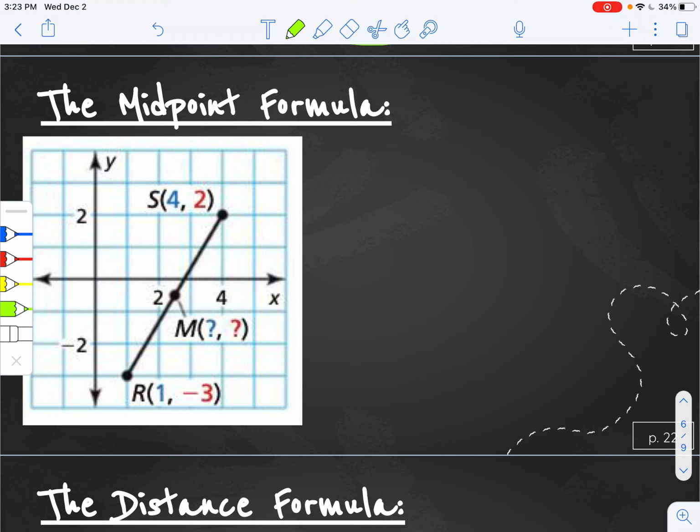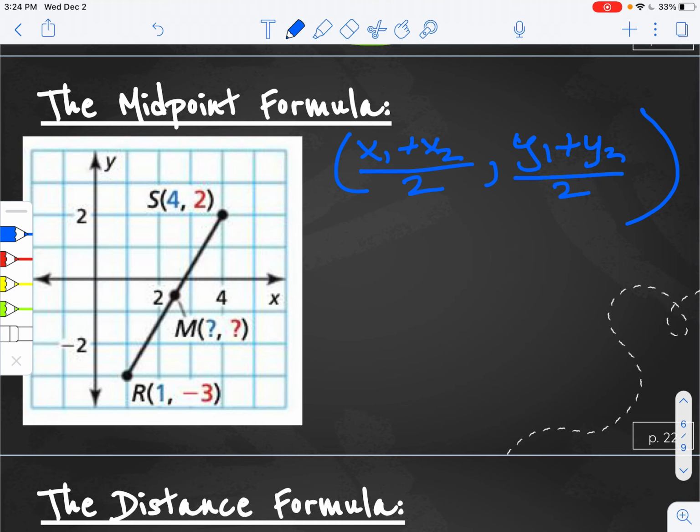Now we need to look at two formulas before we can finish up. We have the midpoint formula, and later we'll look at the distance formula. So the midpoint formula is one that you might want to write down to refer to it later. And that formula is x1 plus x2 over 2, comma, y1 plus y2 over 2, or divided by 2.